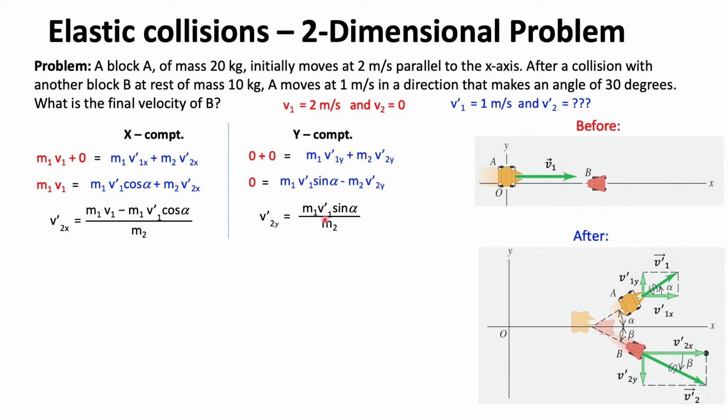It's m1 v1 prime sine alpha divided by m2.